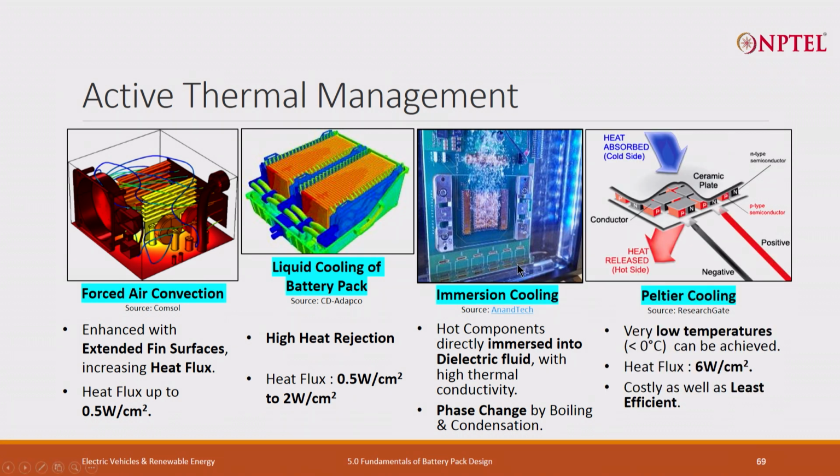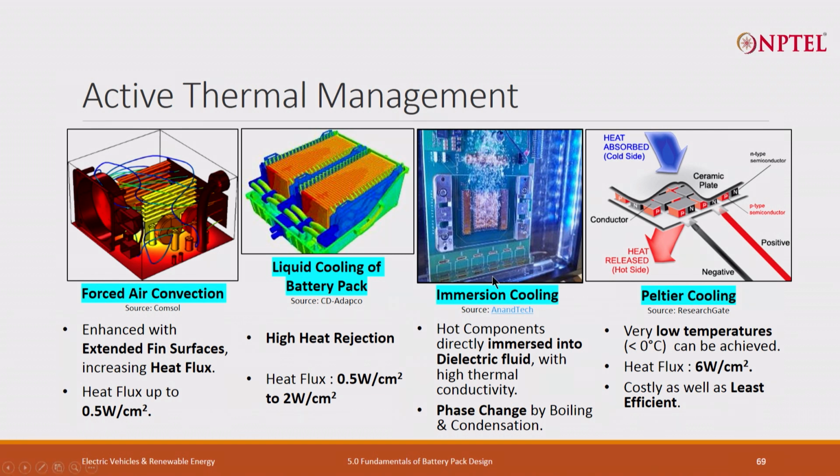Another way of localized cooling is using the Peltier device, or Peltier cooling. The problem with that is it can take up to 6 watt per centimeter square. A temperature less than 0 degree centigrade is possible to achieve, but cost wise as well as efficiency wise, the cost is very high and efficiency is very low.